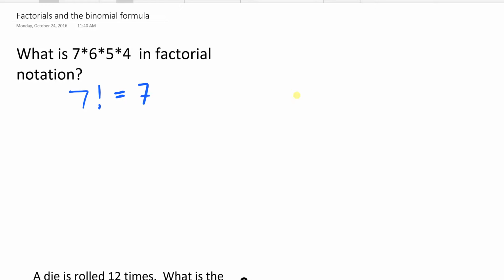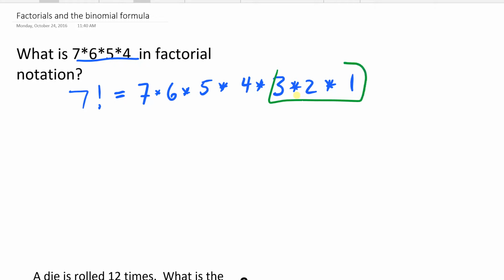7 factorial is 7 times 6 times 5 times 4 times 3 times 2 times 1. This expression up here is almost that, but we are missing the 3 times 2 times 1. This is 3 factorial.